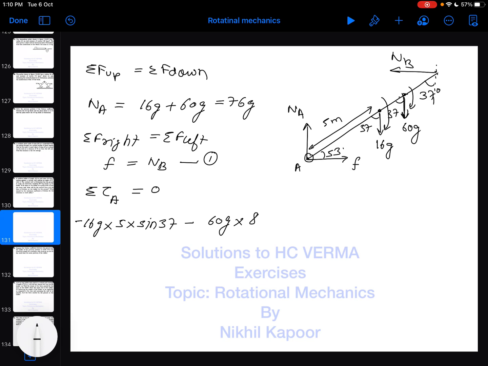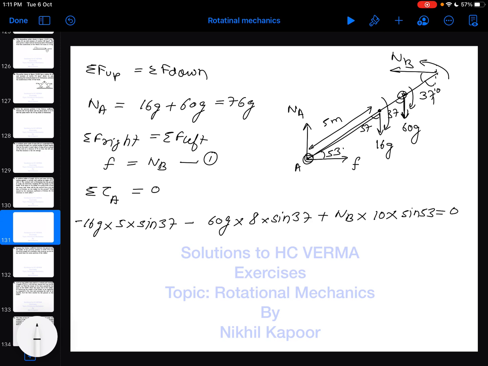So I will write this as 8 meter, because the distance from end A to where the electrician is standing is 8 meter, into sin theta, again sin 37, while this particular torque is the anti-clockwise torque. So I'll take this positive. NB into the total length of the ladder, which is 10 meter, and the angle between them is 53 degrees, so this will be sin 53, equal to 0.